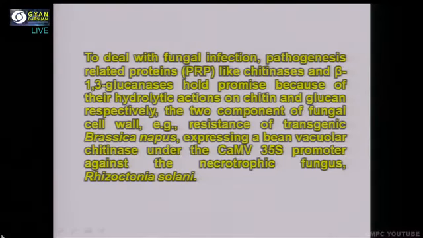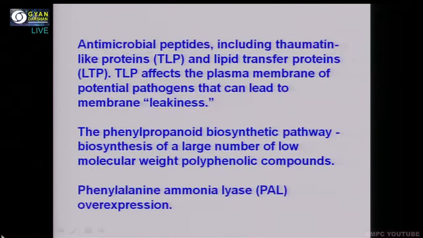Similarly, you have the pathogenesis related protein or PRP proteins, as I have already said, chitinase and beta-1,3 glucanase, which you can overexpress. Likewise, you have different antimicrobial peptides and thaumatin-like proteins, TLP, that affect the plasma membrane of the pathogen, so that the membrane becomes leaky. There is electrolyte leakage and the pathogen fails to survive.